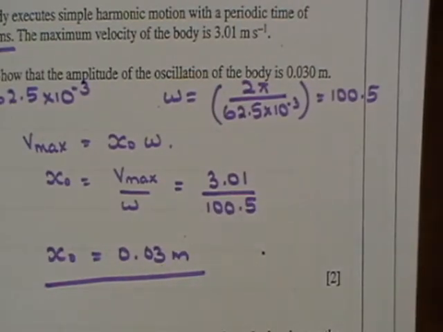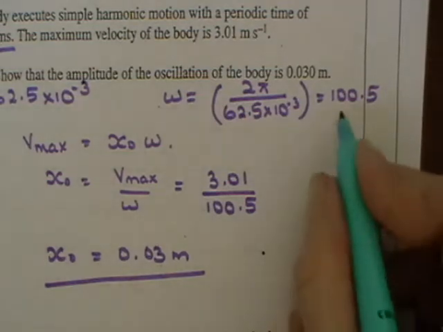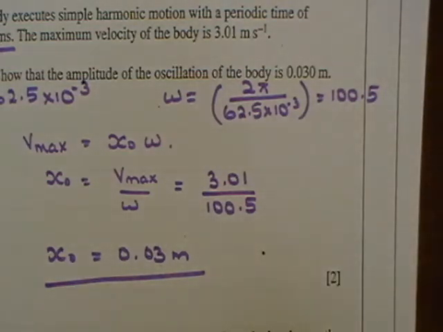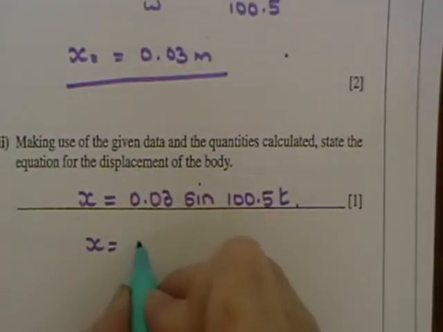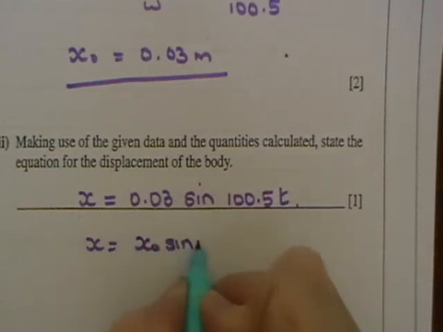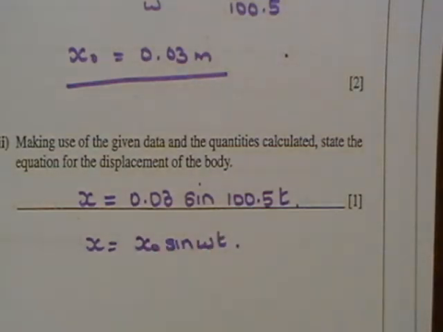Making use of the given data and quantities calculated, state the equation for the displacement of the body. So we'll just assume that it has a sine in its equation. So x is equal to x naught, which we've just calculated as 0.03, times sine of omega, which is 100.5, and t. I'll just write x naught sine omega t underneath so you can see where that's coming from.